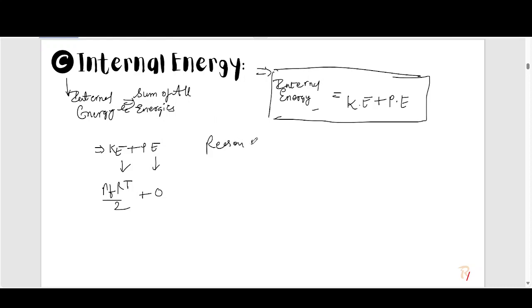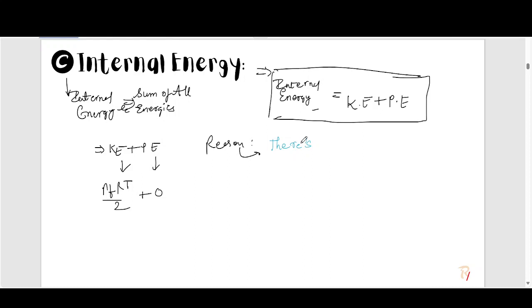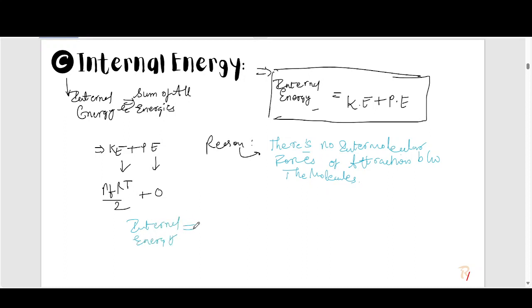The reason behind this is the simplest reason. There are no intermolecular forces of attraction between the molecules. Simple. Therefore, internal energy is equal to NFRT by 2.